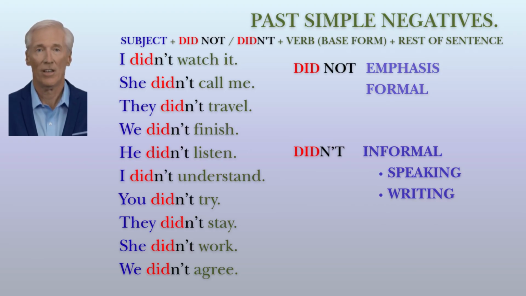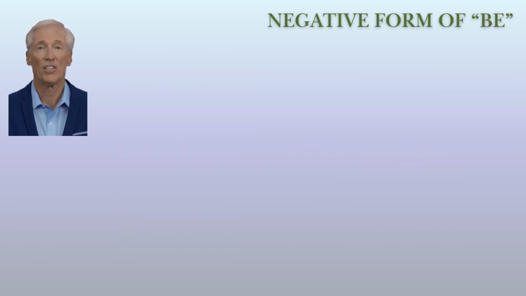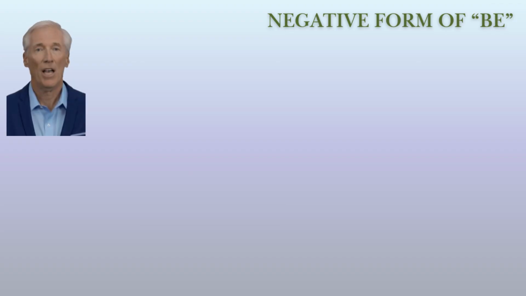Brilliant. You've seen that the negative form for most verbs is simple and consistent. However, the verb be is different again, so let's look at its negative form on its own. Unlike all other verbs, the negative form of be in the past simple is formed simply by adding not after the verb form, was or were. It does not use the auxiliary didn't.